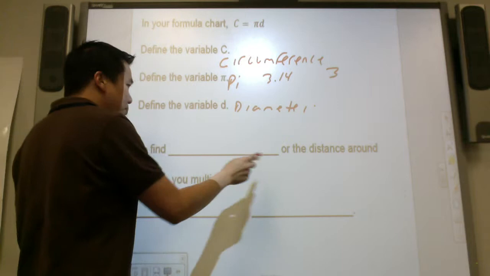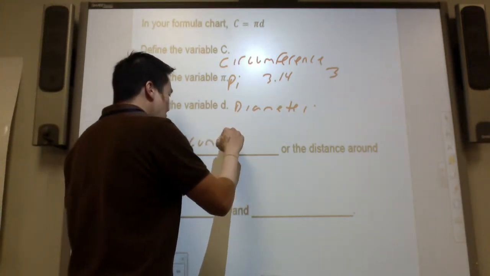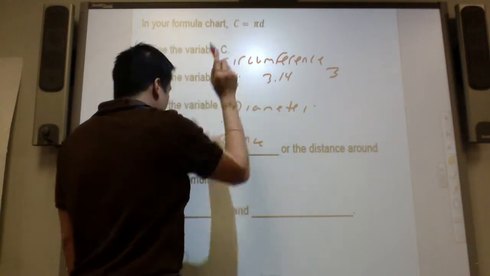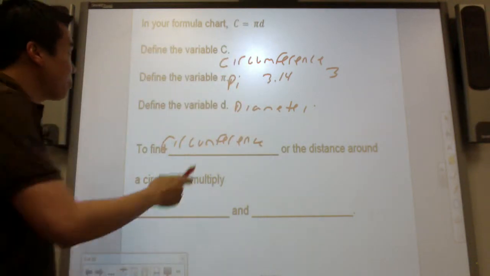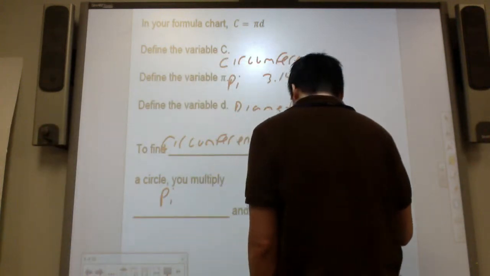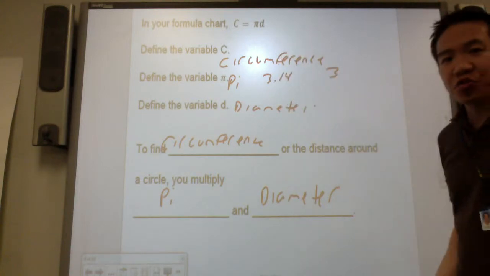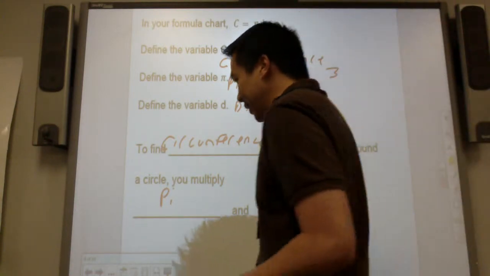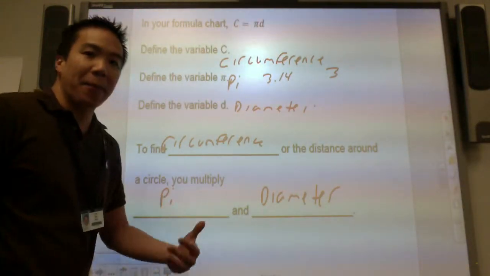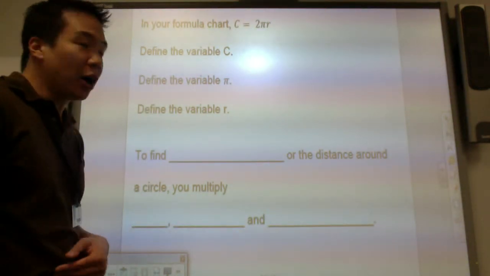To find the distance around a circle, the circumference, C equals, you multiply pi and diameter. So when you are given the diameter, you will use this formula, C equals pi d. And to find the circumference, you multiply pi and diameter. What about this one? C equals 2 pi r.